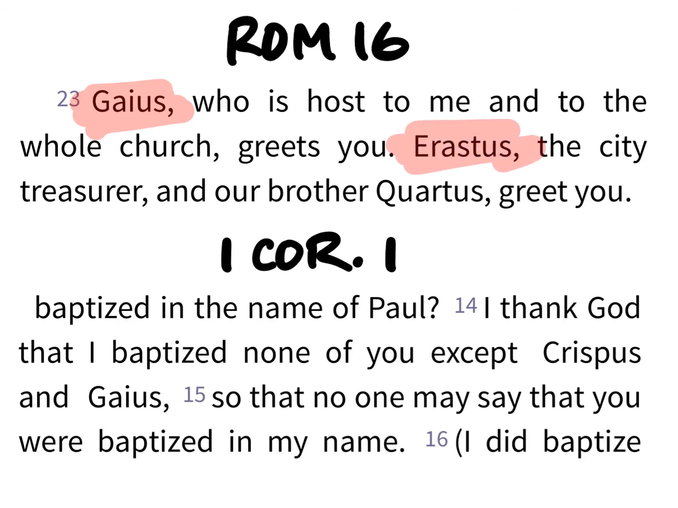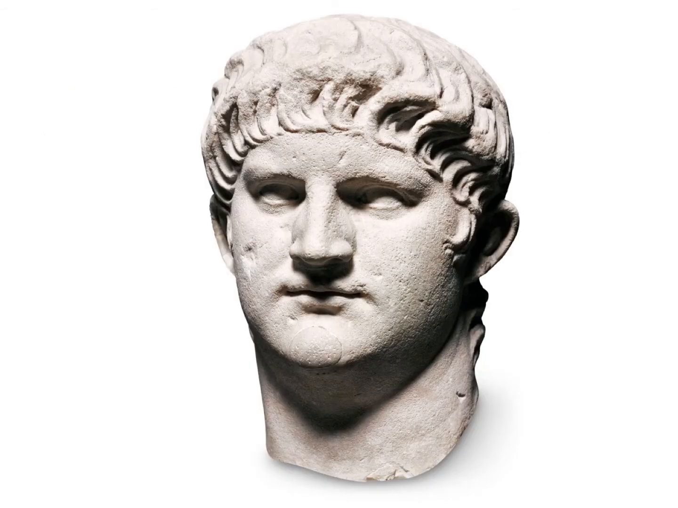And then Erastus, the city treasurer. Again, this is another indication he's in Corinth, because in 1 Corinthians chapter 1, Paul mentions having baptized Gaius when he was there in Corinth in Acts chapter 18. So it was written from Corinth. And let's think about when it was written then. So what time frame would this put us in?